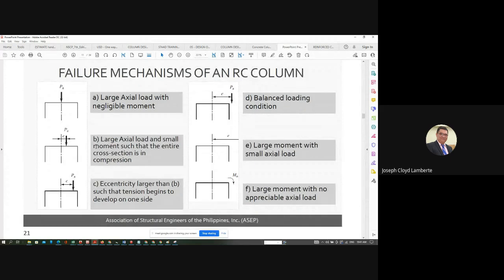Mas mag-consider nato nga ma-neglect nato ang moment tungod kay maybe tungod sa kagamay sa moment, ang iyang eccentricity is gamay ra sad kayo, of course, such that ang imong axial load is naa gyapon sa section sa imong column. Kana siya purely axial. Kani is naa siyay moment nga gamay, so gamay ang eccentricity, ang imong axial load is naa gyapon sa section sa imong column, no? Maka-produce gyapon siya og compression sa entire section sa imong column.